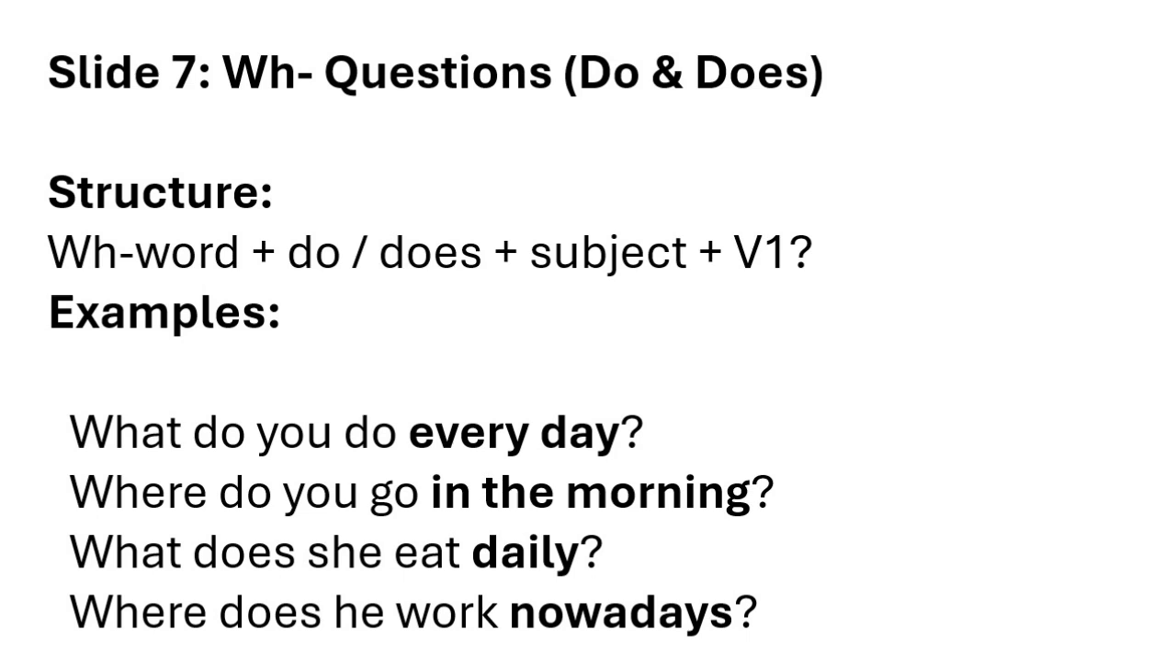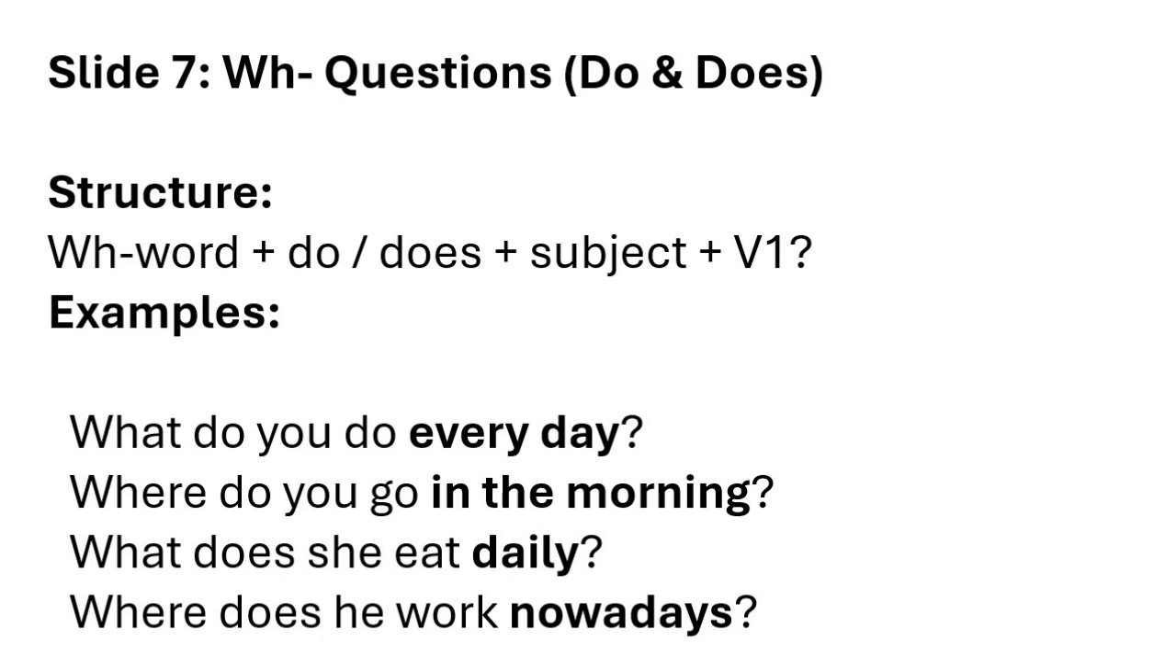So first question, what do you do every day? So first, what is the WH word? Do is the helping verb and you is the subject, and the next do is the main verb, and it is the first form of the main verb. So what do you do every day? You can say I play every day, whatever answer. Now second question, where do you go in the morning? You can say I go to the park in the morning. So here understand how we are framing the question. First the WH word, and after that do, if the subject is plural, and after that the subject and the main verb.